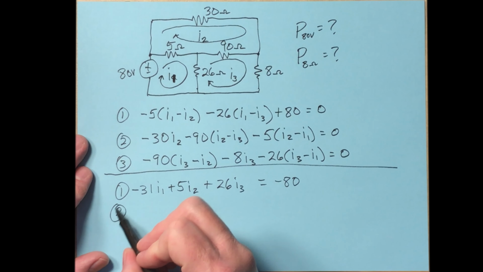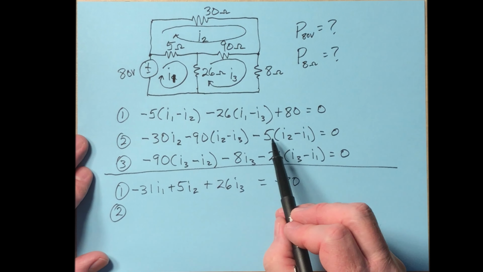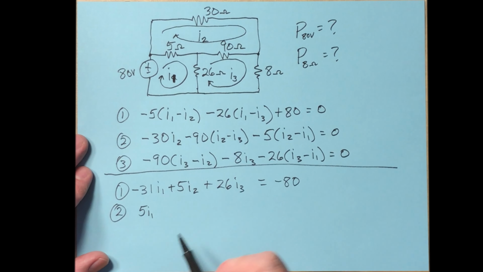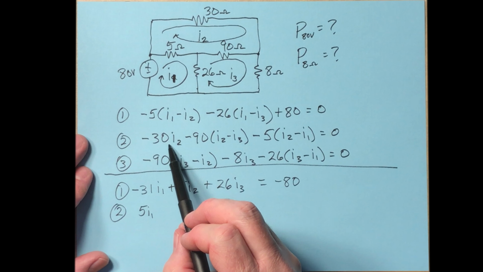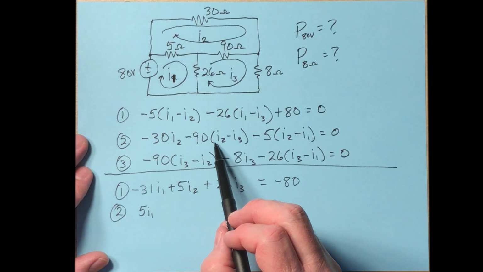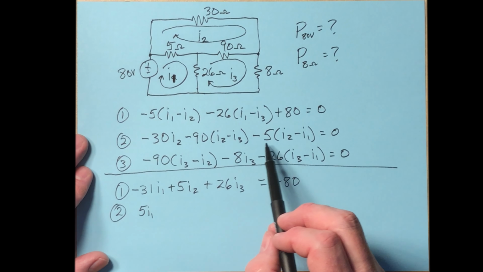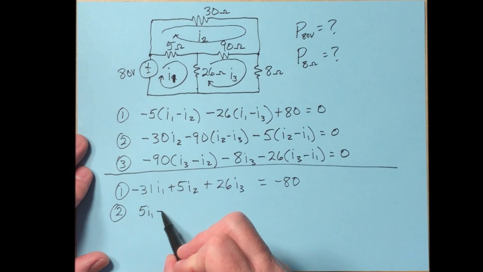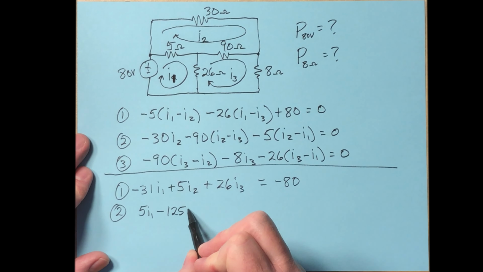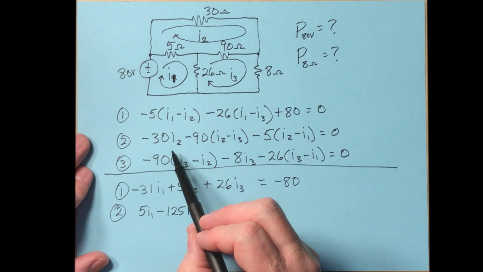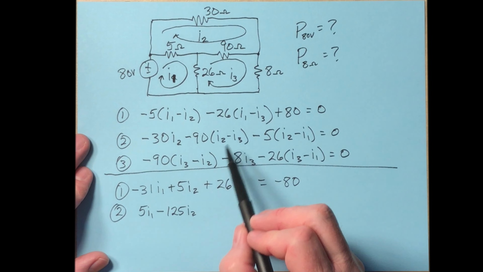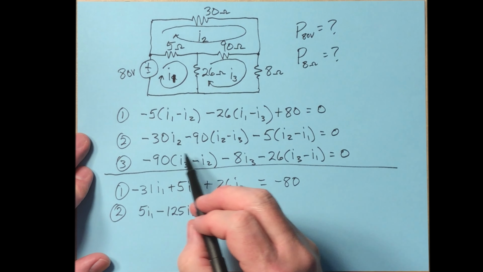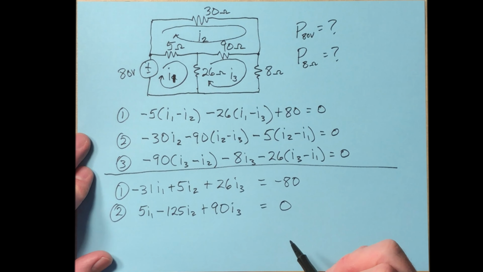Okay, and then for loop 2, I'm going to have positive 5 I1s. And then I2s, I've got 30 plus 90, that's 120, 125 I2s, and those are going to be negative. And then I3s, looks like I've got positive 90 I3s. There are no constants here, so that's equal to 0.